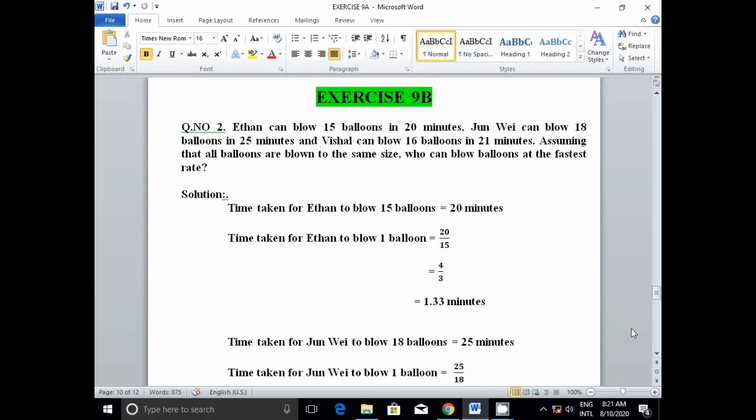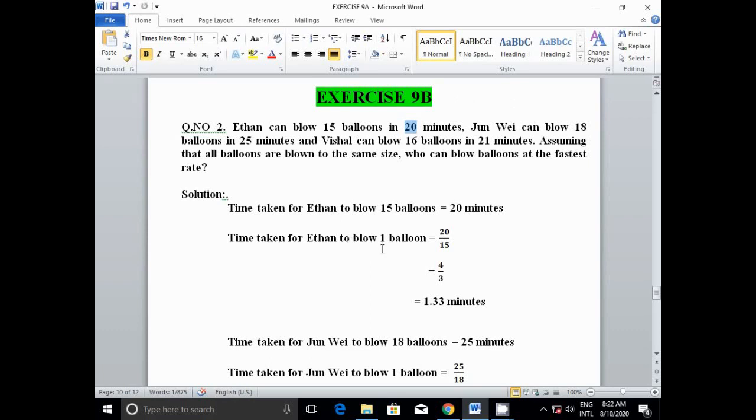Now let's find who can blow balloons at the fastest rate. Now we know that the time taken for Ethan to blow 15 balloons is given as 20 minutes. First of all, we will find the time taken for Ethan to blow one balloon. This can be calculated by dividing 20 by 15.